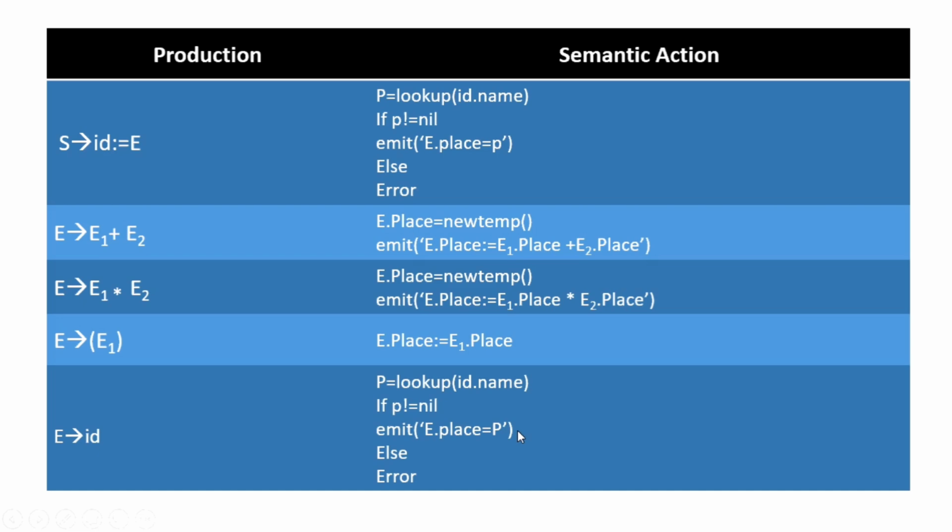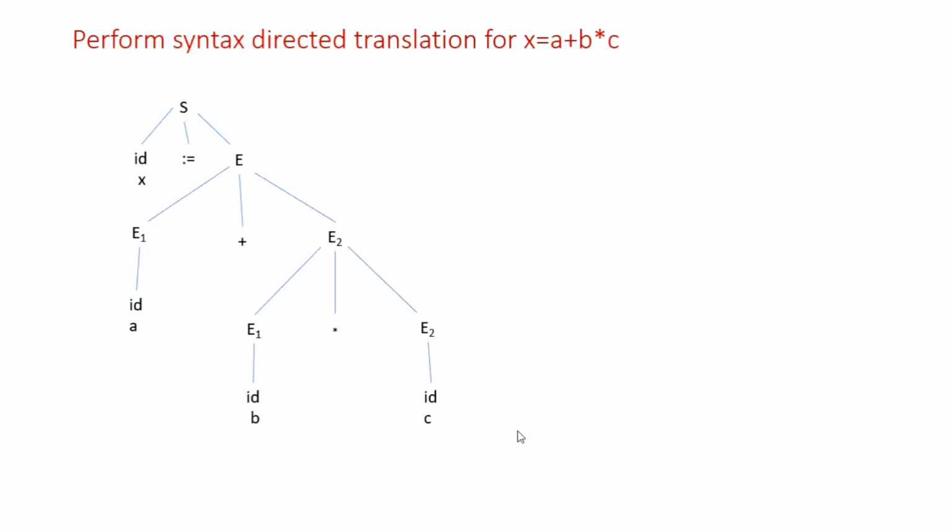Now we will look into an actual problem here. Perform a syntax directed translation for the statement x is equal to a plus b star c. This is an assignment expression. On the right side, b is multiplied with c, then it is added with a, and the final result is stored in x.